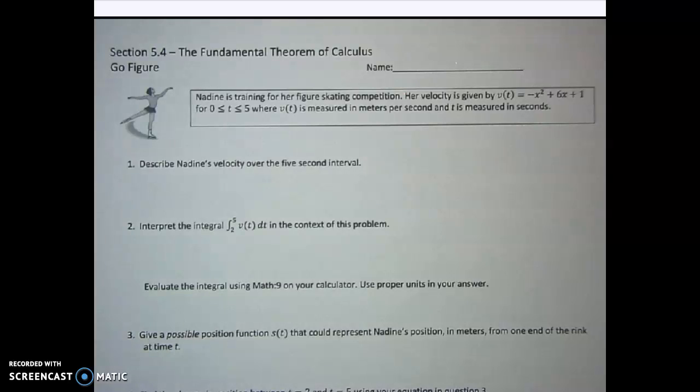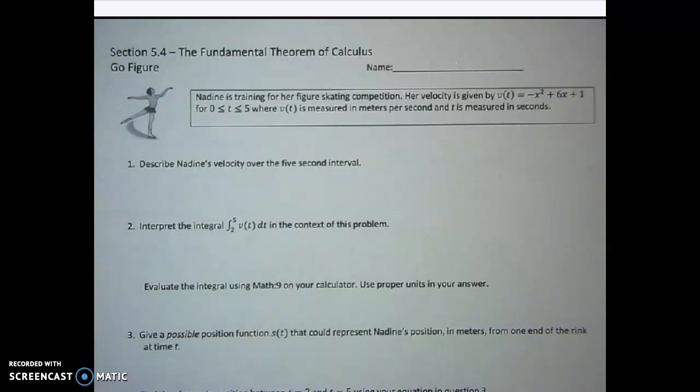We're now back to section 5.4. We've learned the shortcut form to find an antiderivative, and now we are going to be looking at the fundamental theorem of calculus today, so we no longer have to approximate areas under a curve using rectangles and trapezoids. We're going to be able to find the exact area under the curve using the fundamental theorem of calculus.